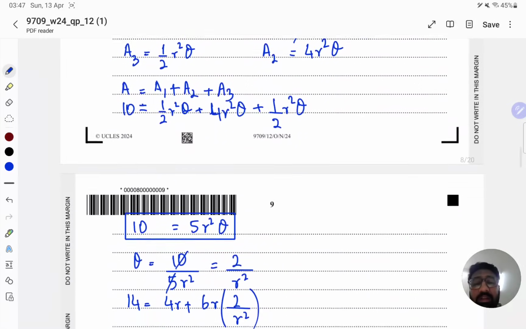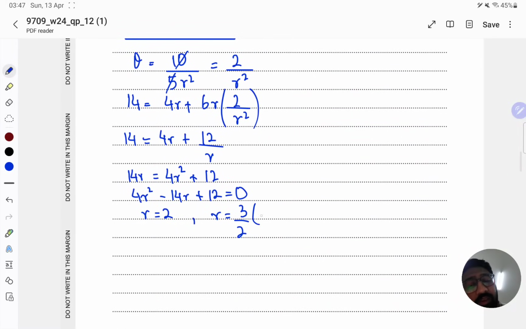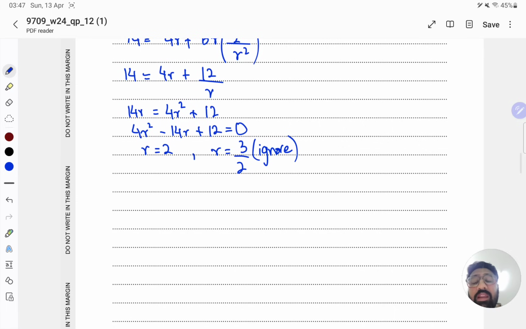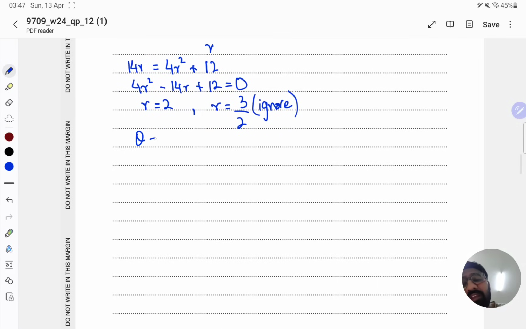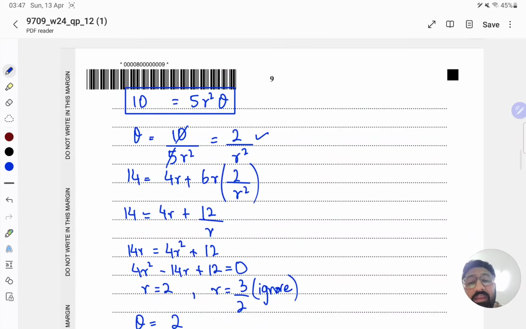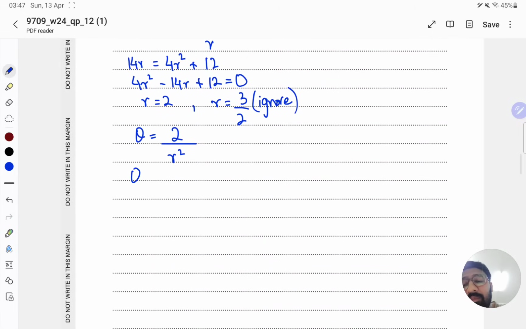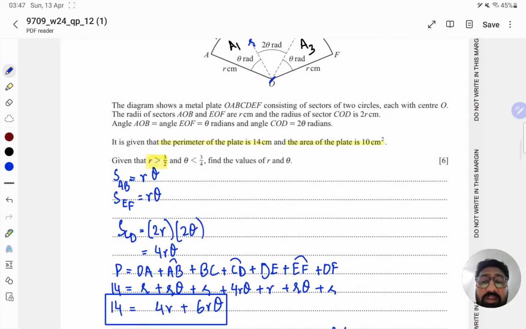So the value of r being 3 by 2 is not possible, so ignore this value. This is the only r value that is suitable for our case, and we know that theta is equal to 2 divided by r square. Just substitute this value of r, which is 2, over here. So 2 divided by 2 square will give us 1 divided by 2, which is the value for theta, and that is what we were supposed to find out.